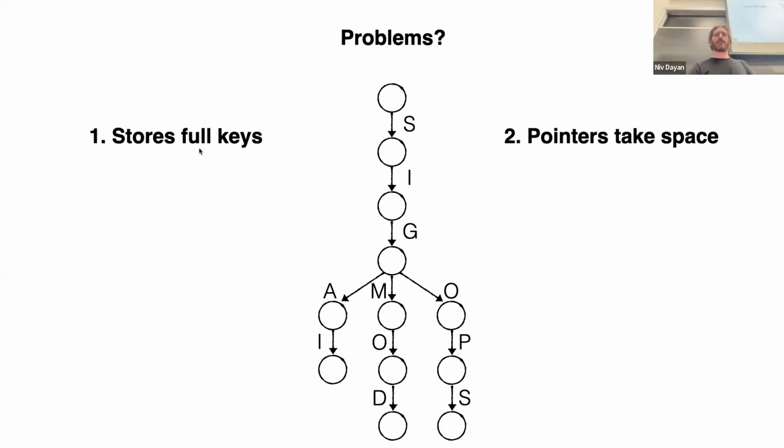The first issue is that this is storing the full keys, right? So that's going to take up a lot of space. The second problem is that the pointers from each node to the next node also take up a lot of space and will, in practice, probably inflate your whole space consumption by a factor of 2 or 3 or more.